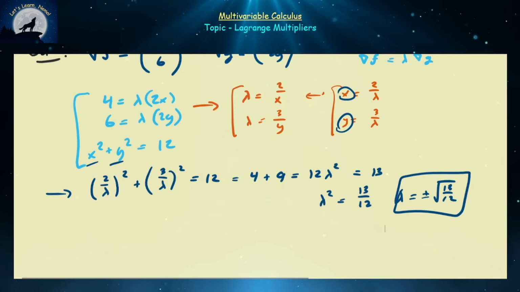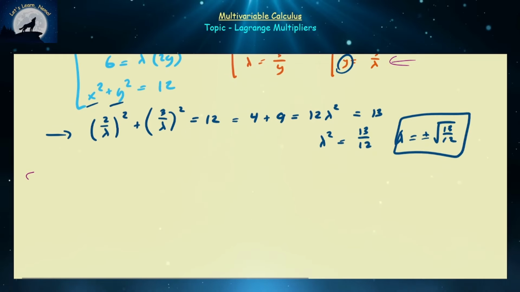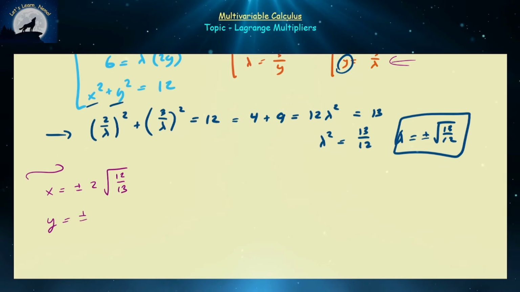So once I have my lambda, then I can find my associated x and y value that is associated to each of them, and then I'm going to have 2 x's and 2 y's for that. So therefore, x is going to be equal to plus or minus 2 square roots of 12 over 13, and y is equal to plus or minus 3 square roots of 12 over 13. And keep in mind, lambda was root 13 over 12, so we're dividing by that. That's why we're flipping those fractions.